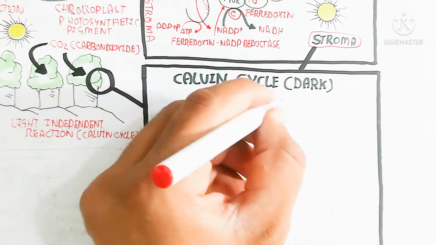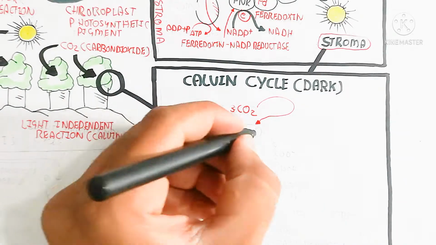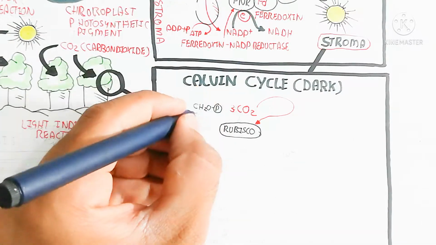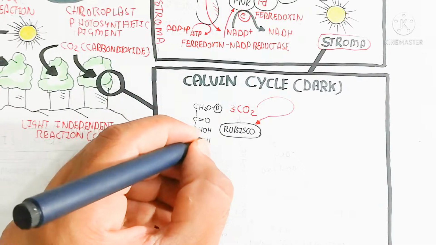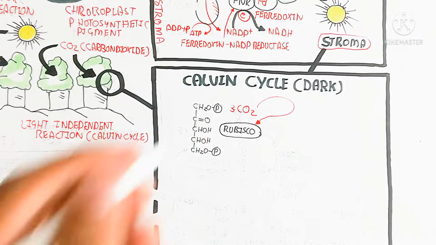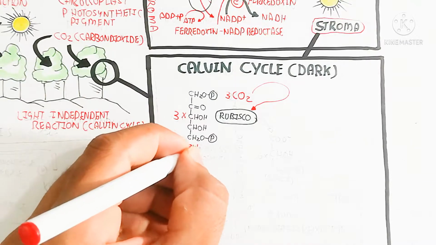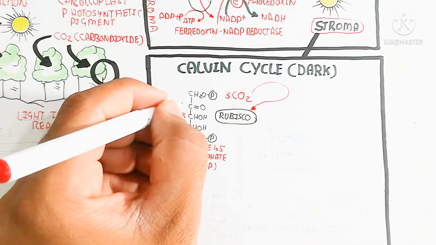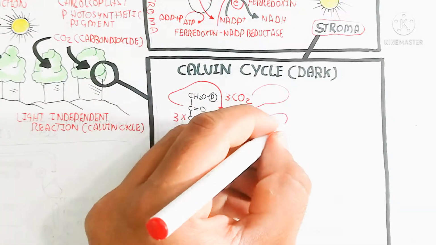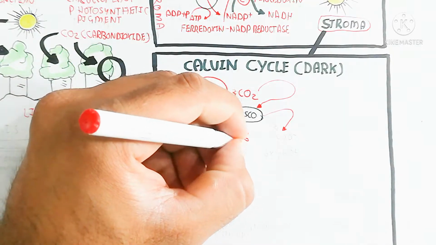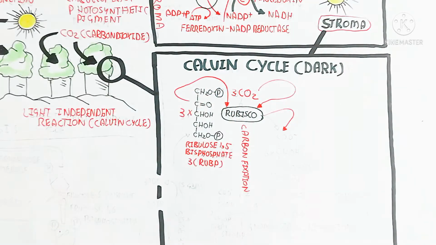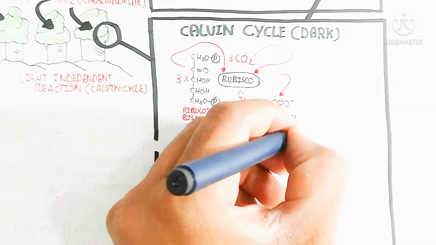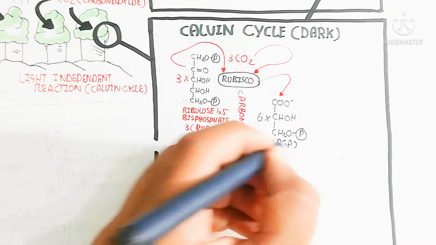So let's begin to understand. Here 3 carbon dioxide molecules will be fixed in the presence of the rubisco enzyme, which is present in the chloroplast stroma. So the stroma contains rubisco enzyme. This is ribulose 1,5 bisphosphate, and 3 molecules of RuBP will be fixed, and in this way 3 more carbons will be fixed with the RuBP, which is a 5 carbon containing molecule: 1, 2, 3, 4, 5.